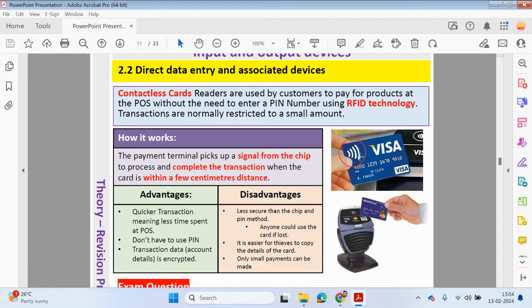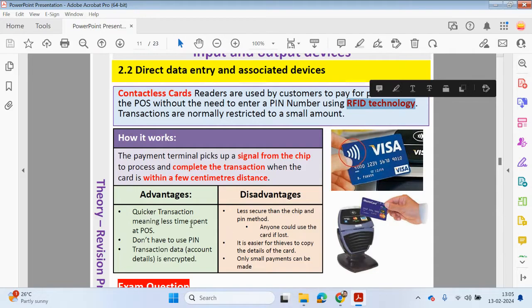So if you have this wireless icon or picture on your card, it will be using this RFID technology. Okay, radio frequency identification, if you want to know what that is. And simply to make the payment, you tap the card. So the payment terminal picks up a signal from the chip to process and complete the transaction when the card is within a few centimeters of the machine.